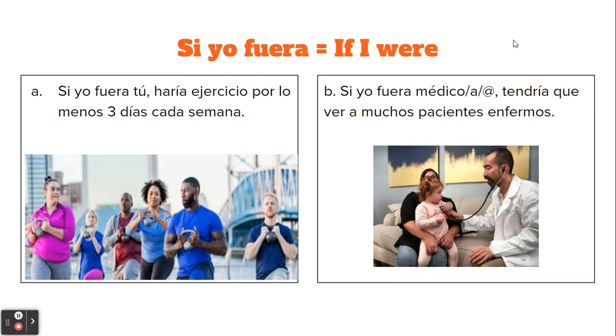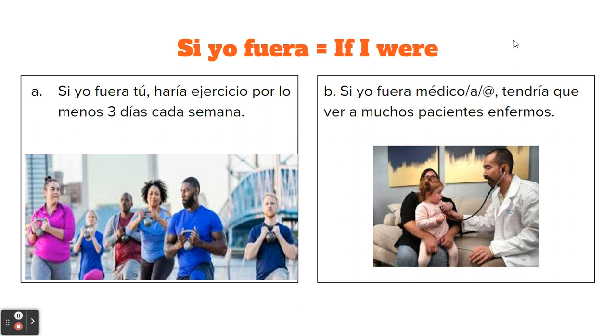So we have the initial si yo fuera, if I were. And what you're going to do with the examples from the video is you're going to write down the back half of the sentence, so the part after the comma, en español, and that's going to include a verb in the conditional. And then you should also write down the translation so that you have a good example as to how this would look or sound in English as well.